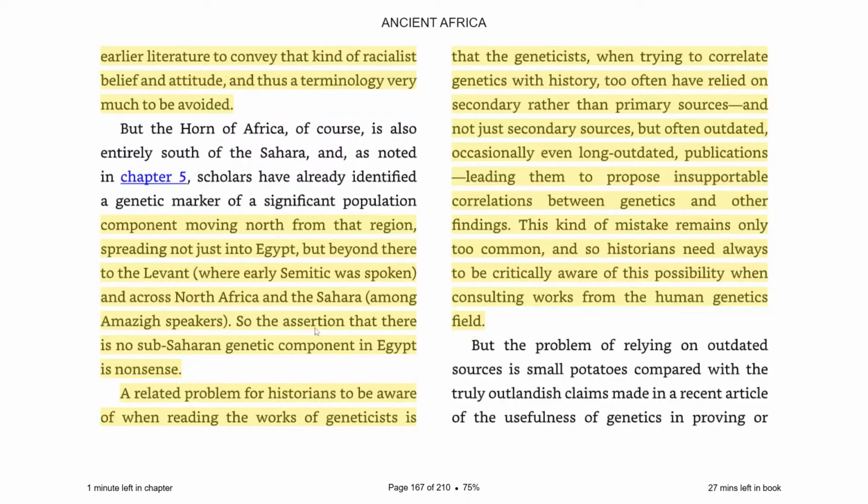But let's continue here. It says, when trying to correlate genetics with history, too often researchers have relied on secondary rather than primary sources. And not just secondary sources, but often outdated ones. Now, remember, as historians, we rely on what? The historian's craft. What is the historian's craft? Historical methodology. See? So in my college, you will fail if you submit, say you have a paper that's due this week, let's give or take, the paper is dealing with ancient Roman history.